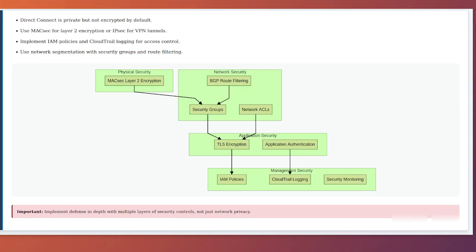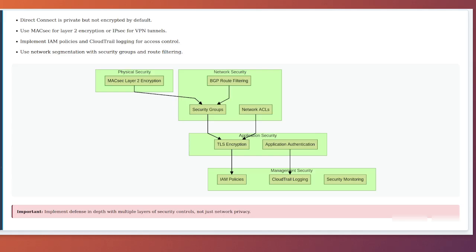Implement network segmentation. Do not give your entire on-premises network access to all your VPCs. Use careful route filtering in BGP to advertise only the necessary routes. On the AWS side, use route tables and security groups to control which on-premises subnets can reach which AWS resources. Consider using Transit Gateway with multiple route tables to implement network segmentation policies.